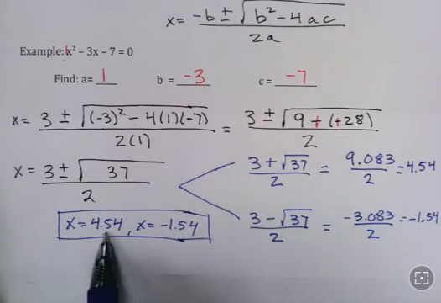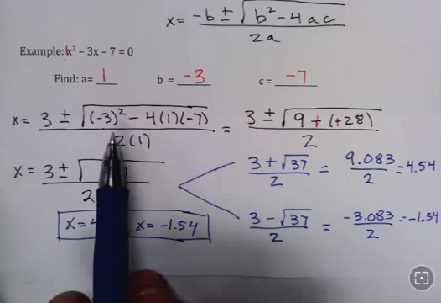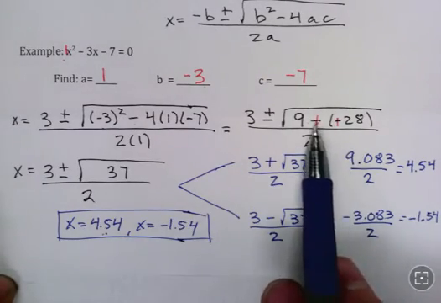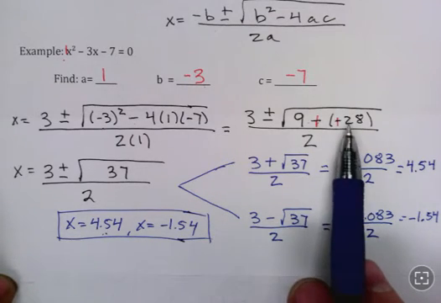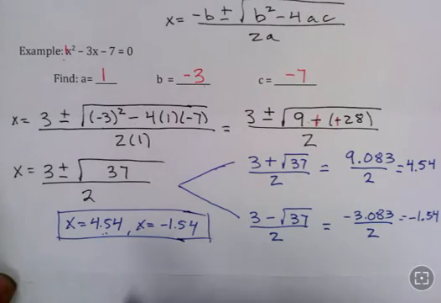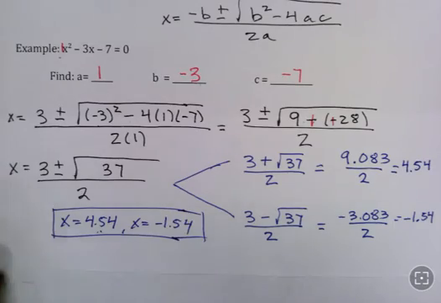So that's how you end up with your decimal solutions for this equation that can't be factored. Be careful with your negative 3 being squared and how you handle subtracting a negative 28. Those are the key places students make a lot of mistakes when they're trying to solve an example similar to this. Hope that made sense, and good luck.